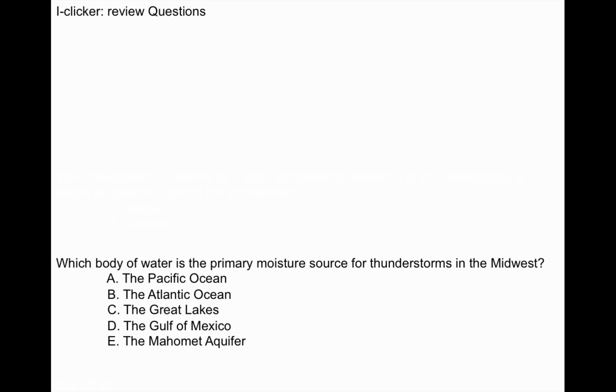Our answer is the Gulf of Mexico. There's an almost free and clear path for moisture to be transported from the south, and we get south winds all the time, right into the Midwest. By the way, the Mahomet Aquifer is the stratified rock layer that's below us right now in Champaign, and underneath that, there's incredible amounts of very, very good water. So remember, it's the Gulf of Mexico that supplies us with most of our moisture for our thunderstorms.